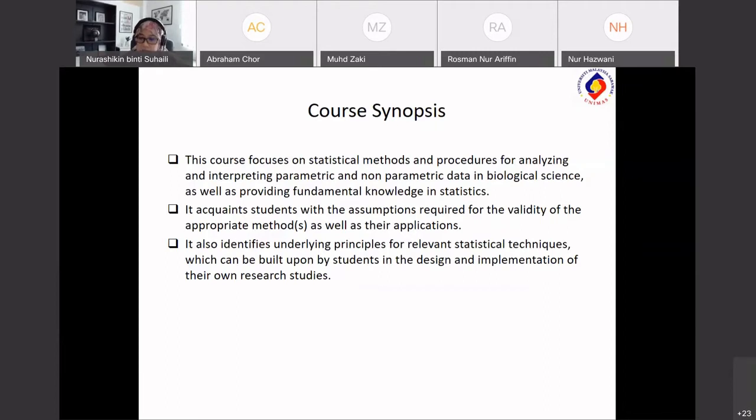And some of the topics might be a revision for you, because you might have learned that before, perhaps in your school or in matriculation or STPM, but perhaps there will be some new things that you also have to know. So it's a combination of revision and also new topics, perhaps.